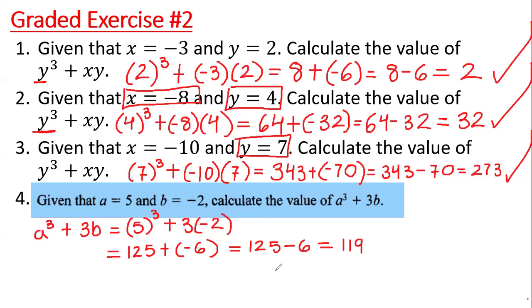Did anyone get all 4 right? Yes, sir. Anyone get 1 wrong? I did. Christian, which one did you get wrong? Number 4. I used a positive 2 instead of a negative 2. Oh, be careful. Be careful what you substitute.